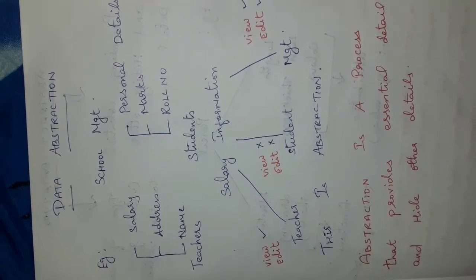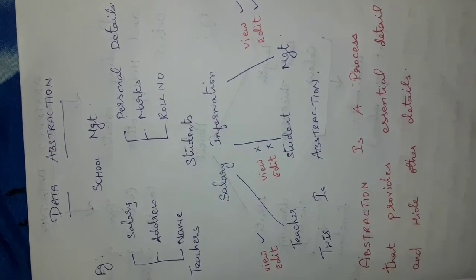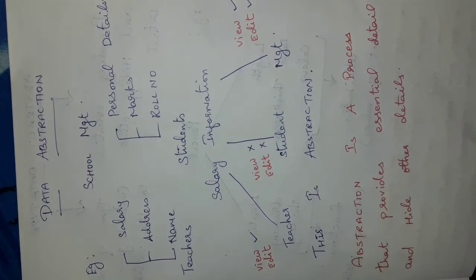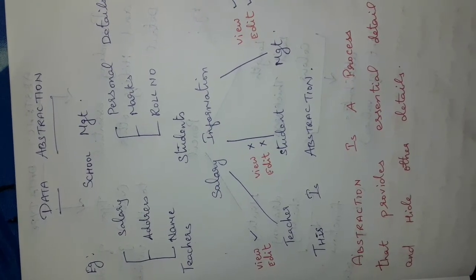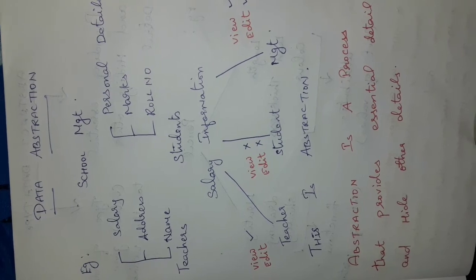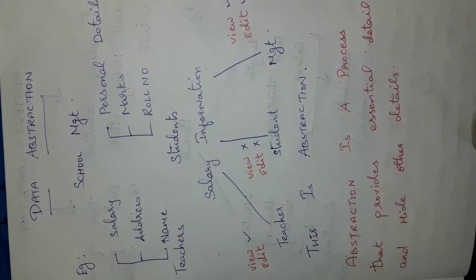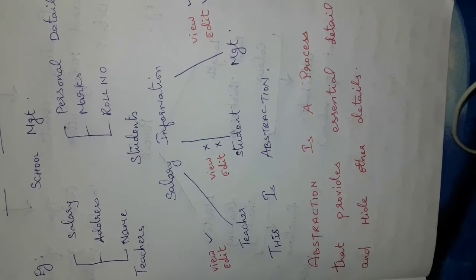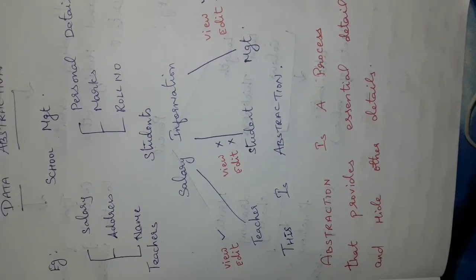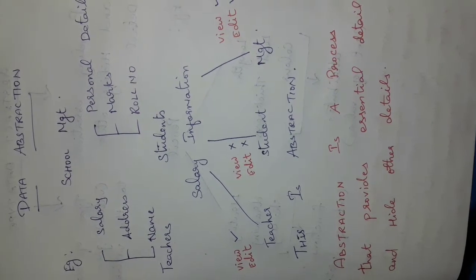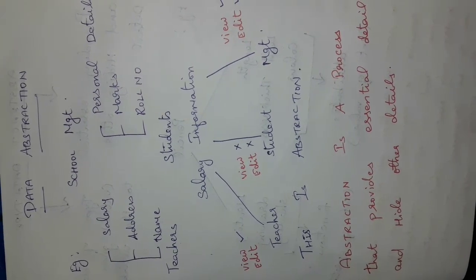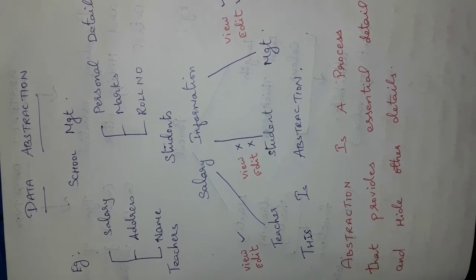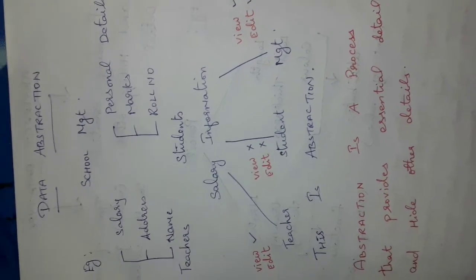Whichever data is essential for a particular person will be displayed, other details will be hidden. This is data abstraction. So abstraction is a process. Its main purpose is to show only the essential detail and to hide the other information.